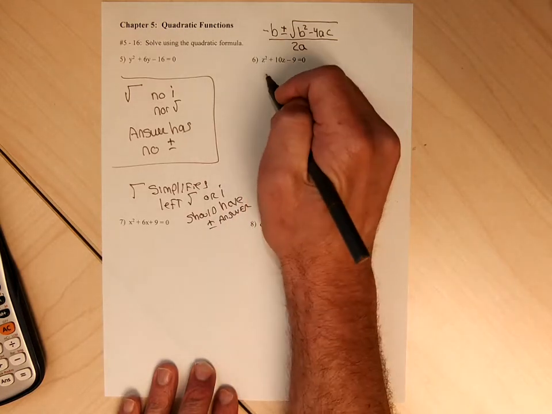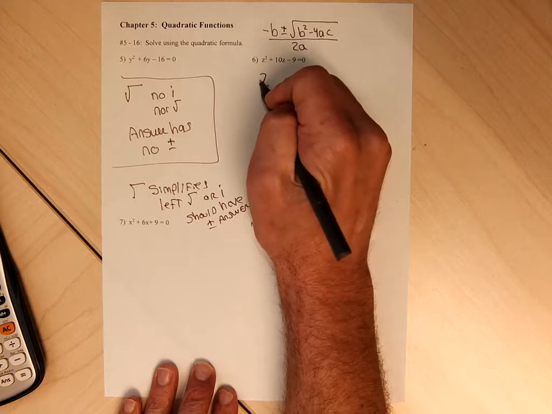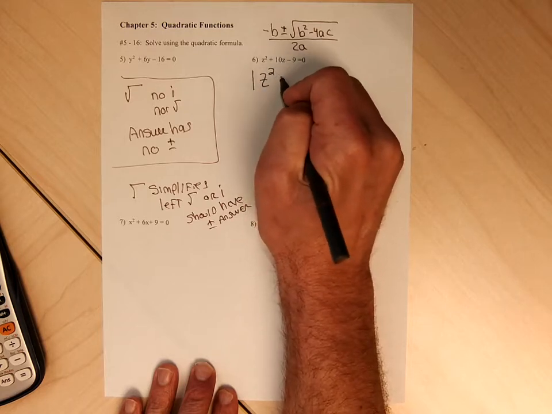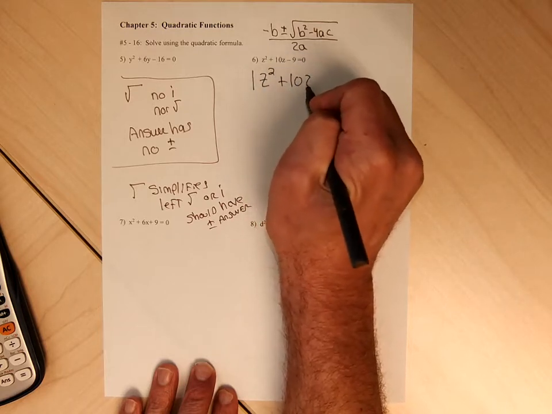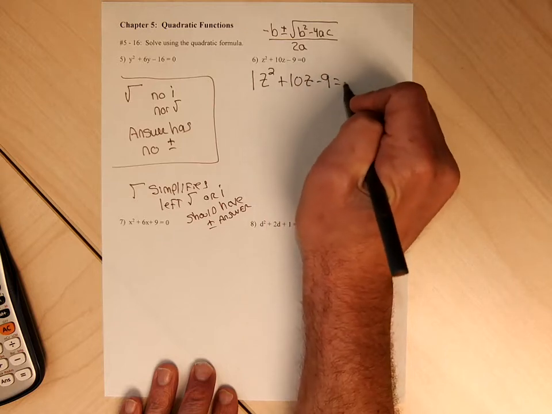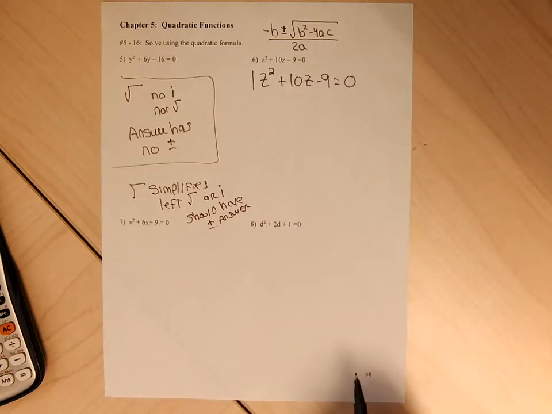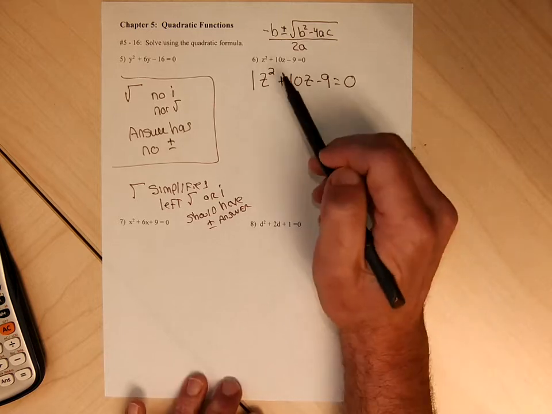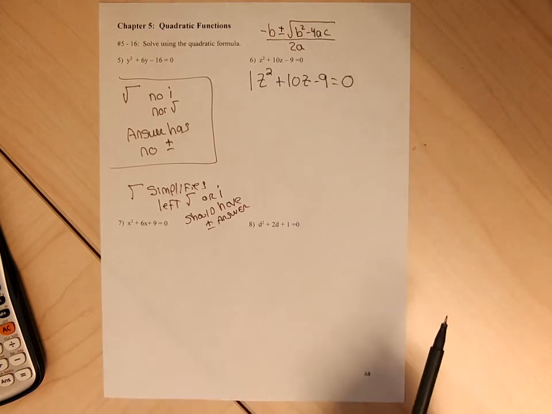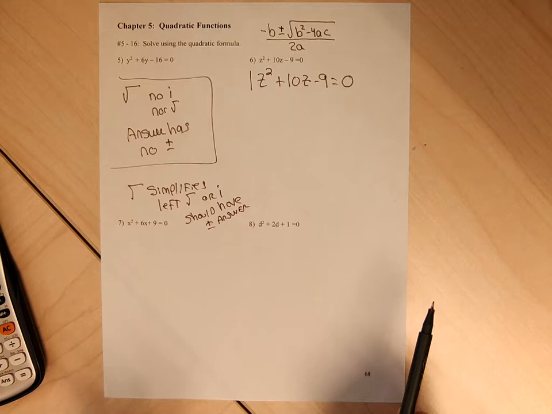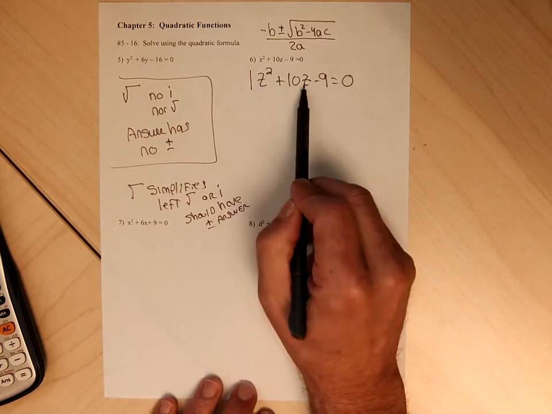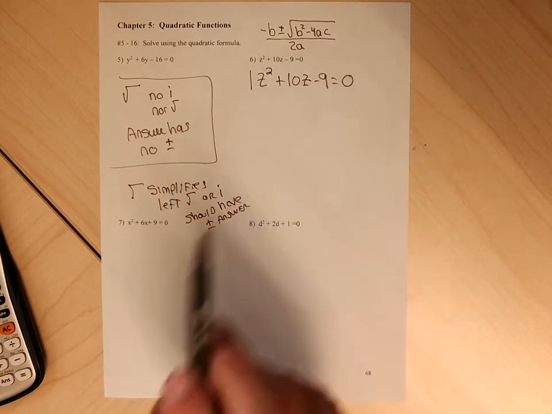So in problem 6, I think this is readable. I'm going to emphasize this is 1z squared plus 10z minus 9 equals 0. It's set up perfectly for the quadratic formula. The quadratic formula doesn't work for cubes and fourths. It only works for squares. You have to have 3 terms, a second power term, a first power term, and a constant equal to 0.